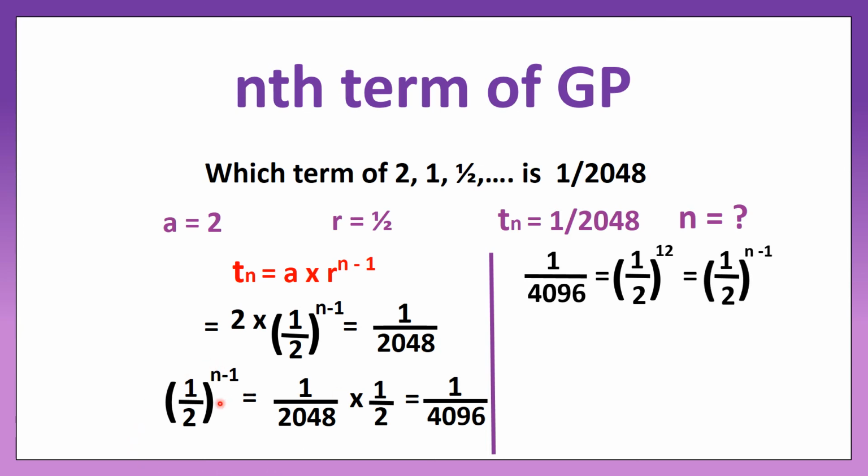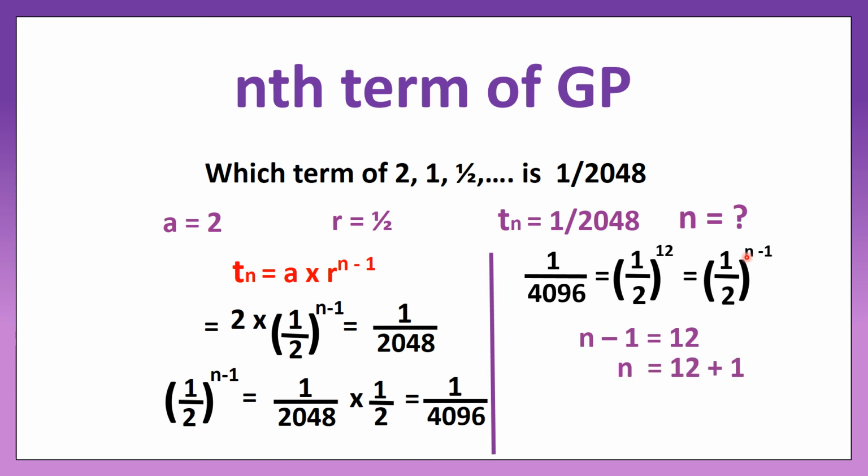See, 1 by 2 the whole raised to n minus 1 is equal to 1 by 2 the whole raised to 12. Thus 1 by 2 and 1 by 2 are the same, so 12 must be equal to n minus 1. Since the bases are the same, the powers should also be equal. Thus, 12 is equal to n minus 1.